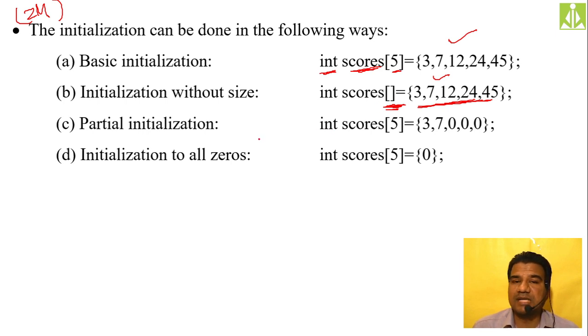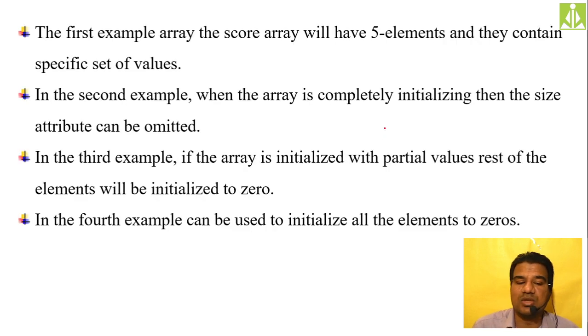Then partial initialization: if you don't want to initialize the rest of the values, like only two values you want to initialize, the rest simply become zeros. This is partial initialization. Then initializing all elements to 0, you can do like this: scores of 5 equals, simply put a single value 0 within the curly brackets. No need to put 5 zeros. If you do like this, all 5 elements of your array will become zeros: scores of 0, scores of 1, likewise up to scores of 4, all elements will become 0.